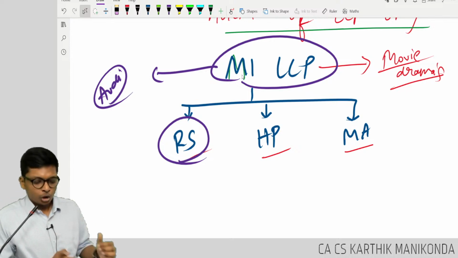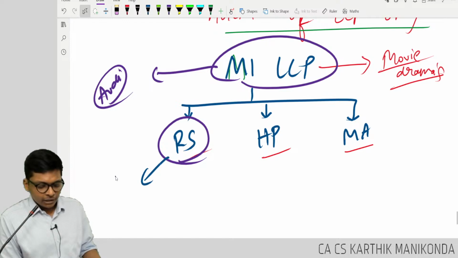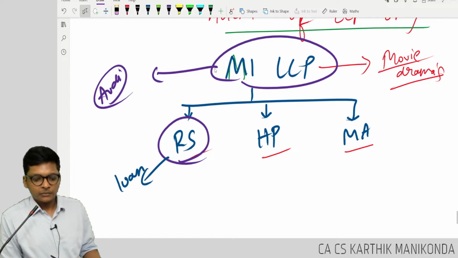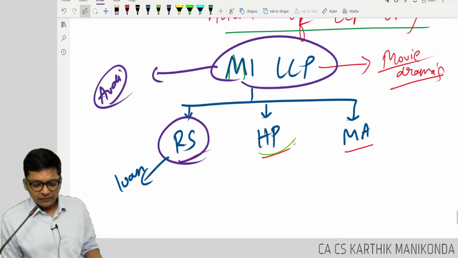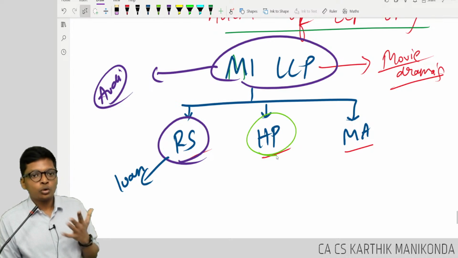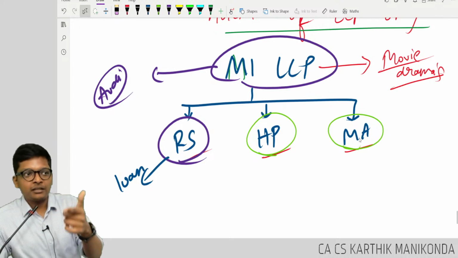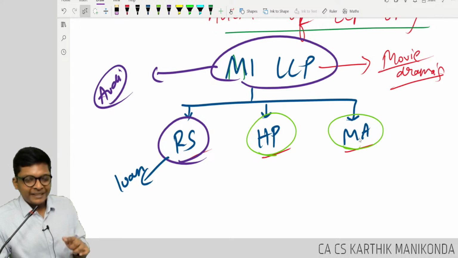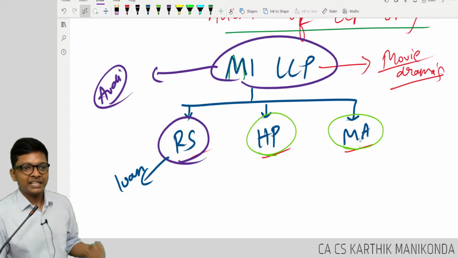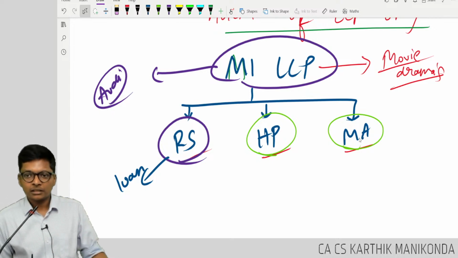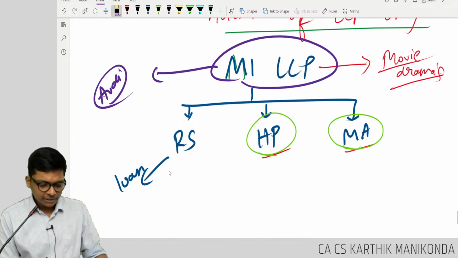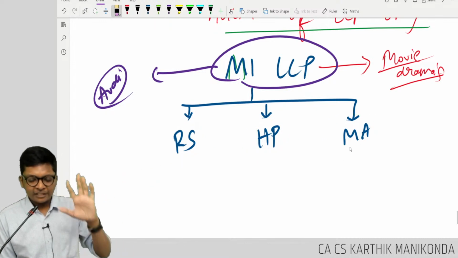First, Rohit Sharma went and took a loan on behalf of the LLP. Now, will Hardik Pandya pay? No. Will Mukesh Ambani pay? No. I am not the agent of other partners. Who will pay this loan? I should only repay. I took the loan. Are you following, guys? Clear? This is one. This only was the previous point which we wrote.